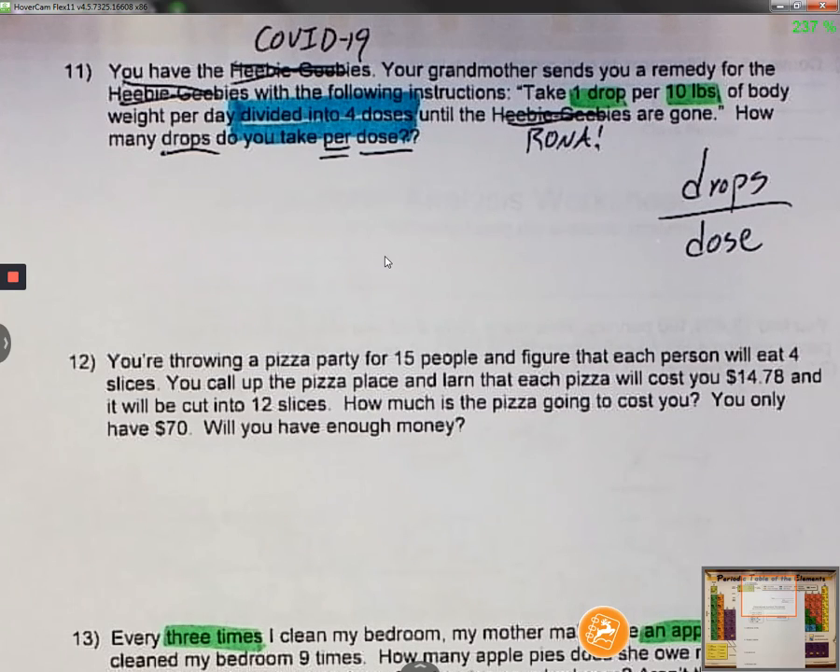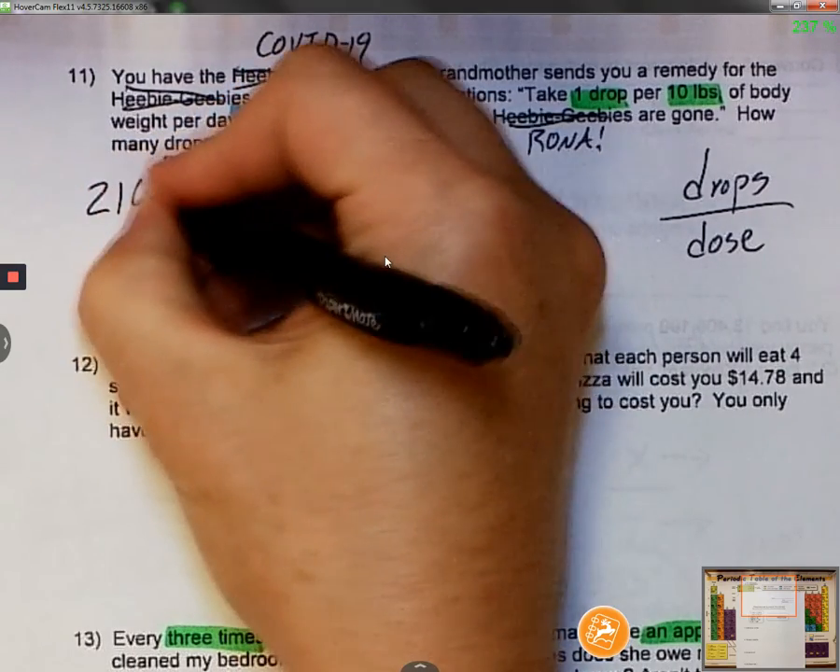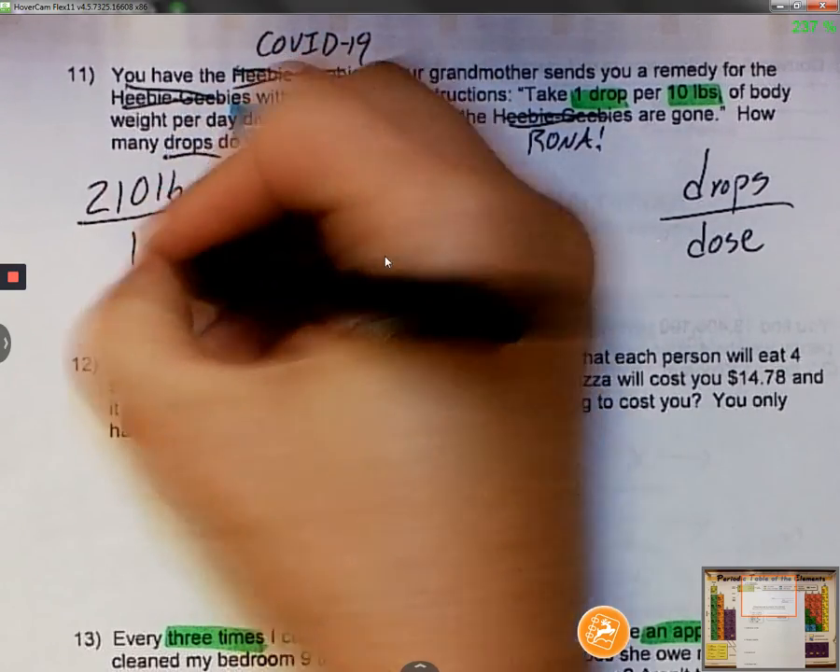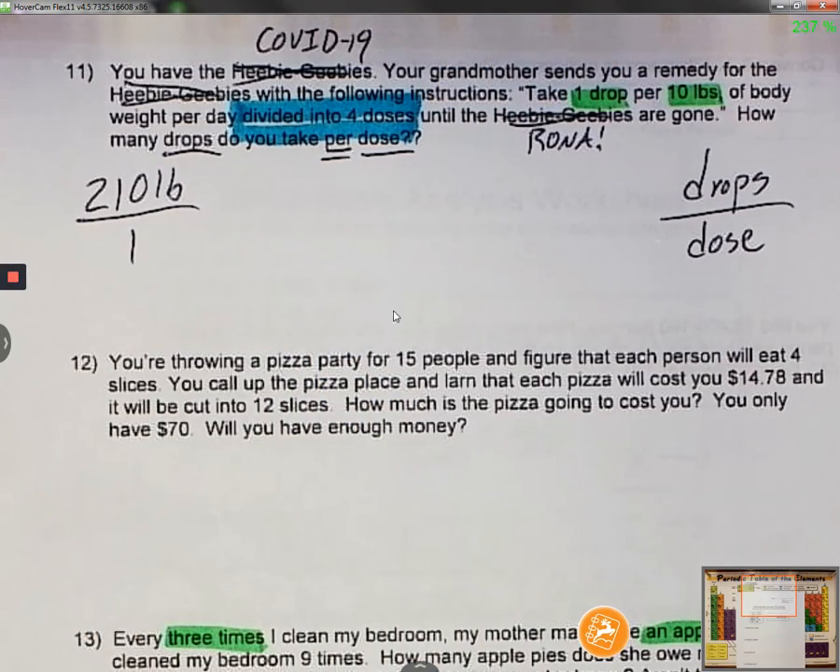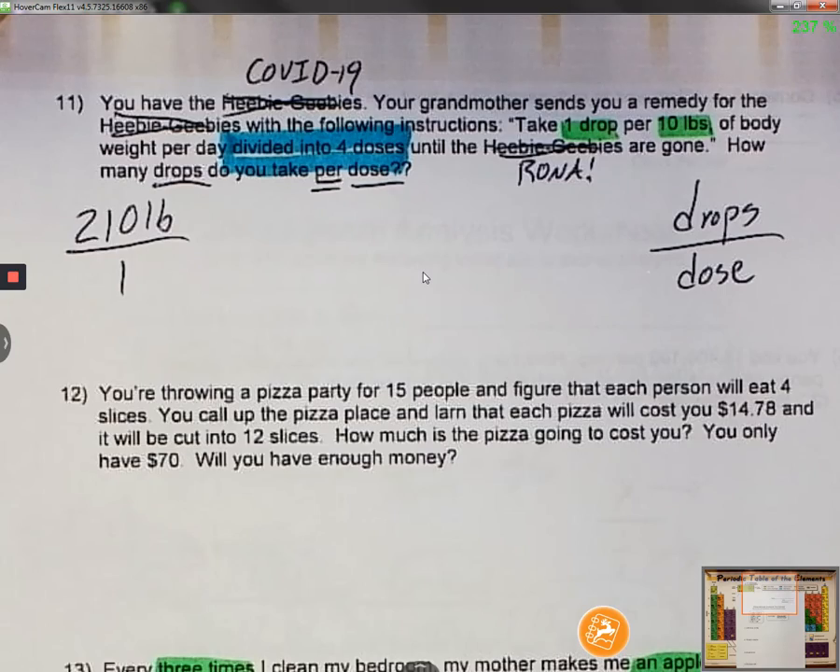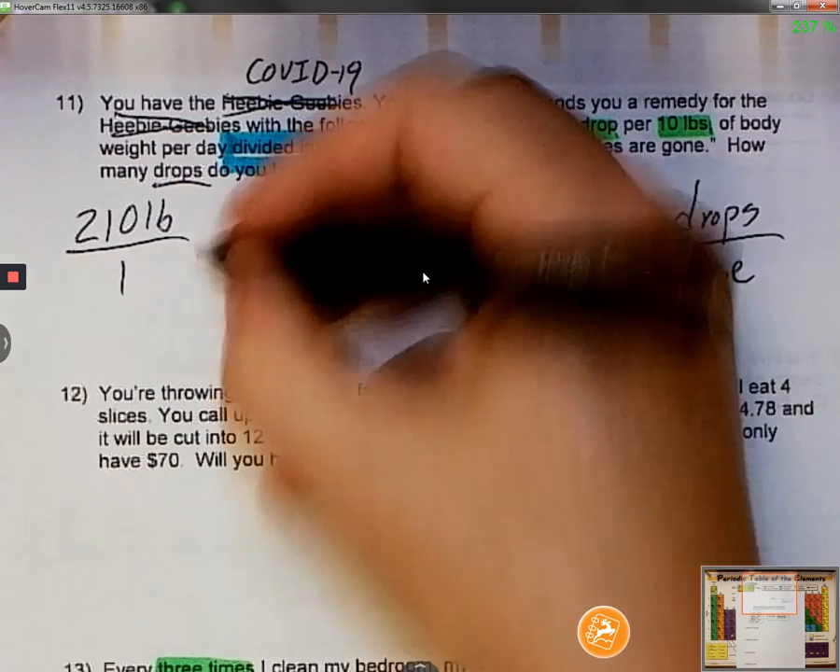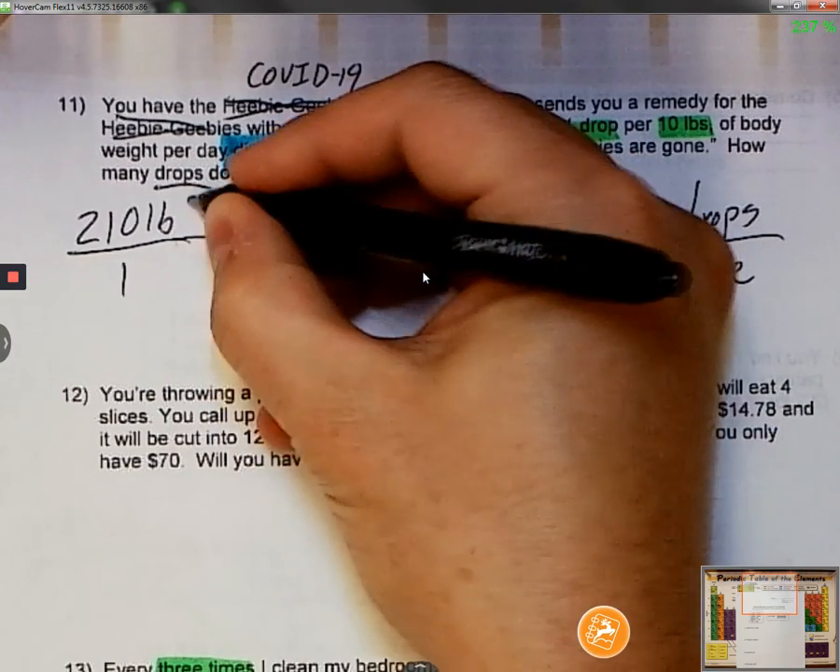So I'm just going to use my body weight as an example. I'm decently close to 210 pounds, so I'm going to start off with 210 pounds. And again, I'm going to put it over 1. If you want to use your own body weight, feel free, because every step from here on forward is going to be the same, actually, even if you start with something different.